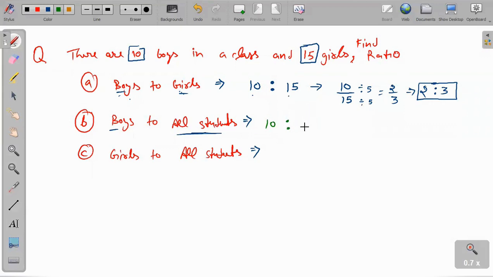Then what is the number of all students you have? What is the number of total students? 25. So you're going to write down 25. Then what will you do with this? 10 is to 25. We will write it in this form, and then again you're going to divide by a number. So decide which number will be suitable for this situation.